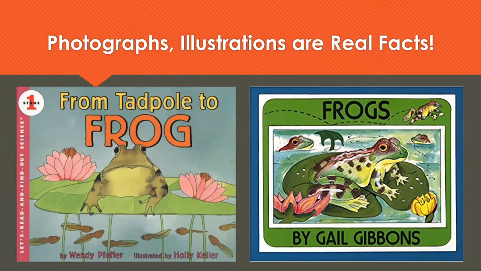Sometimes we need to read the titles and the words inside the book, or we just need to think deeper about the cover to determine the author's purpose. Here we see two books with drawings of frogs. We need to ask ourselves some more questions to help us determine the author's purpose.